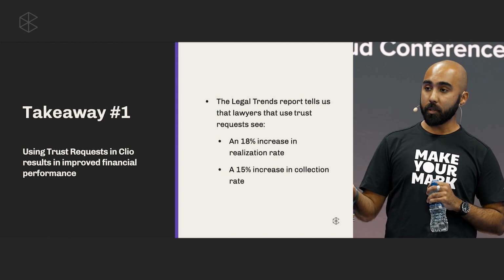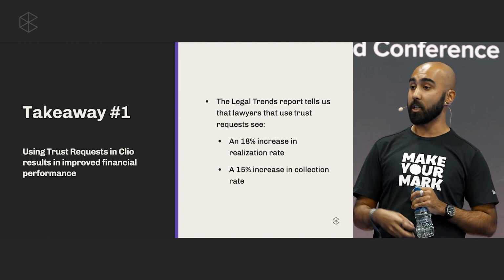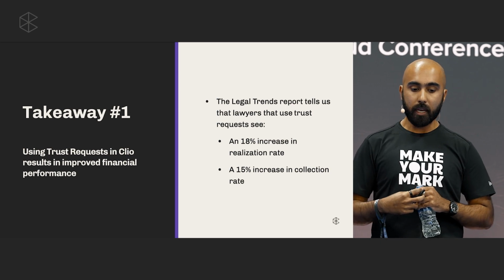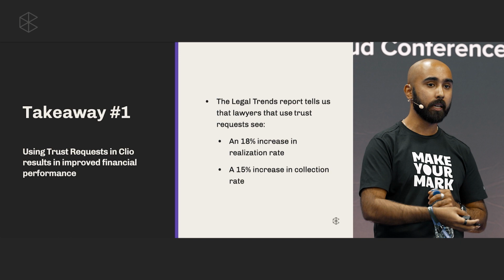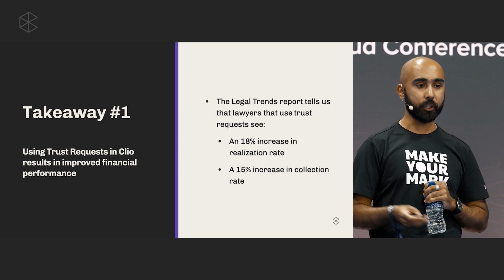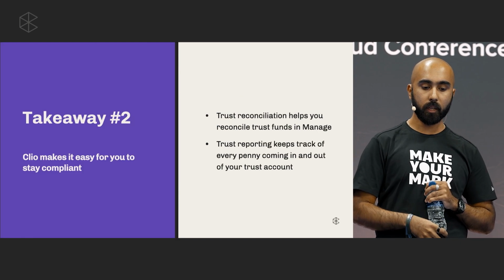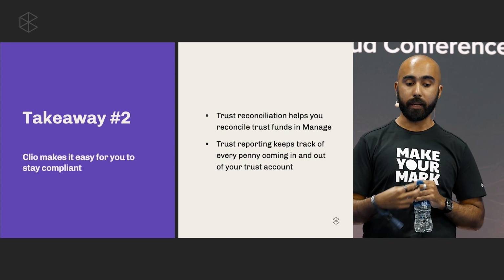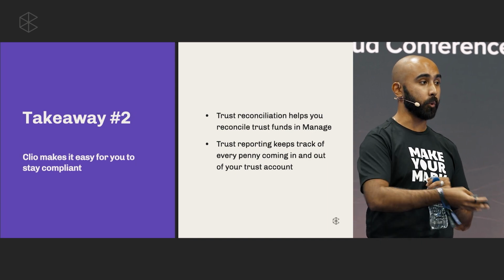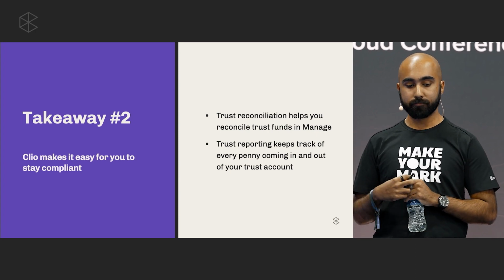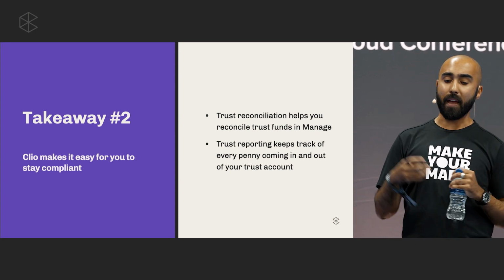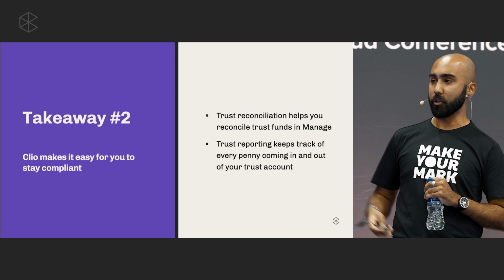So first and foremost, using trust requests in Clio results in improved financial performance. The LTR tells us that trust requests see an 18% increase in your realization rate and a 15% increase in your collection rate. Clio makes it easy for you to stay compliant. Trust reconciliation, which is in early access right now, allows you to reconcile funds directly in Manage, and trust reporting keeps track of every penny coming in and going out of your trust account.